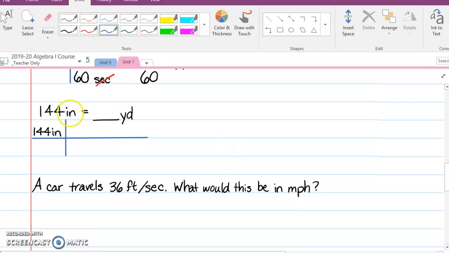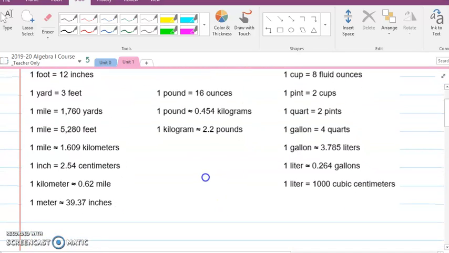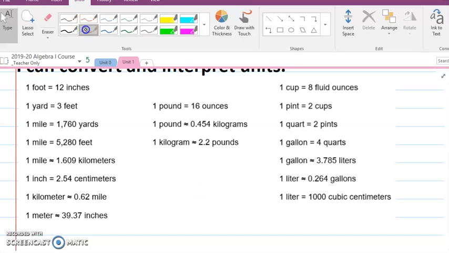And we go shopping now for something to connect inches and yards. Inches and yards. Well, here's your yards and feet. Well, here's your yards and miles. Well, there's not one that connects inches to yards on my chart here.